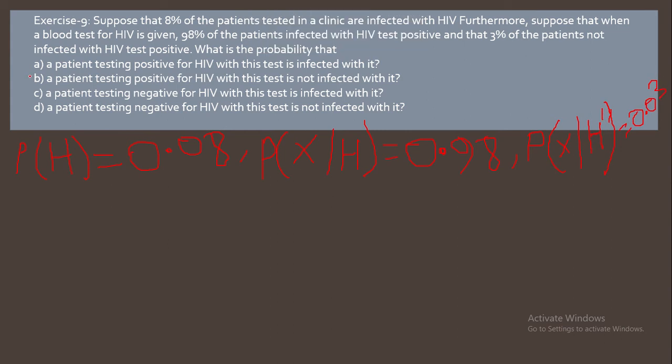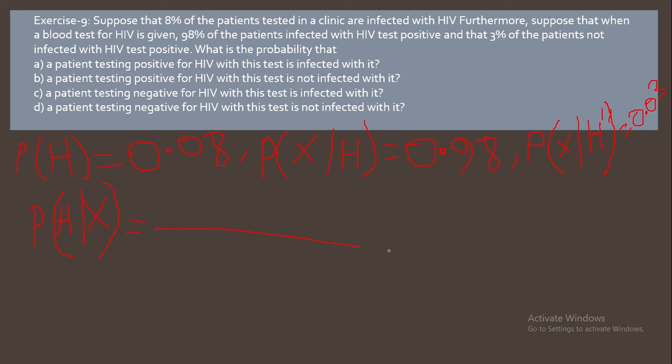Now if we look at question A, we need to find the probability that a patient testing positive for HIV with this test is infected with it. That means someone has been tested positive. What is the probability that he is actually infected with HIV? So we need to find the probability of H given X.